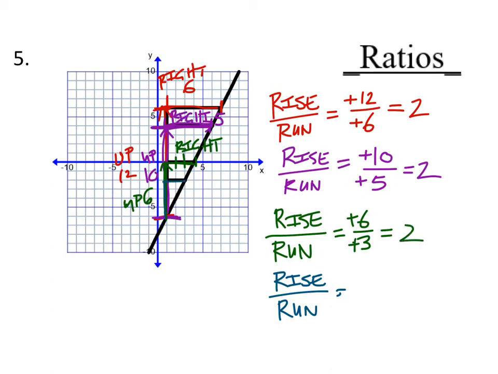Last one, the smaller one. This one goes up from -6, 1, 2, 3, 4. So it's going to go up 4, and then to the right 2. And 4 over 2 is 2.